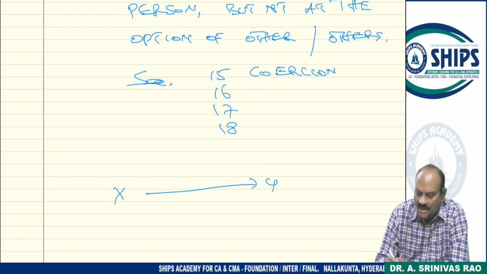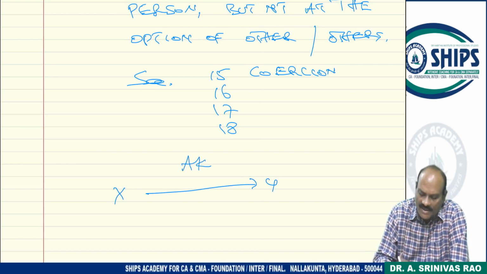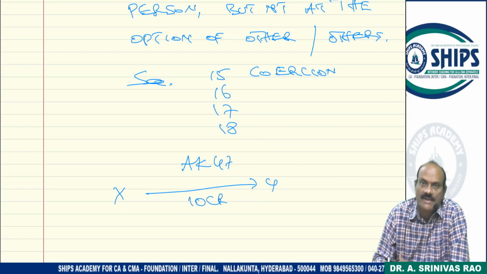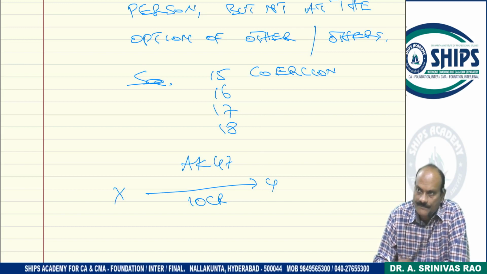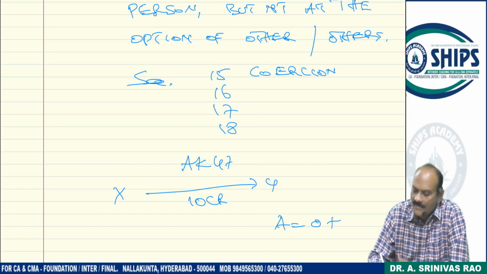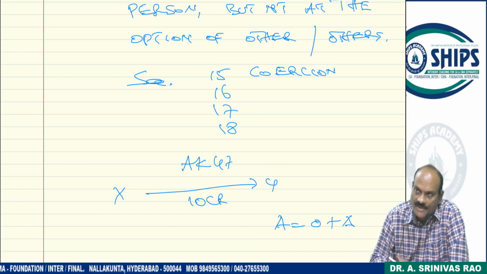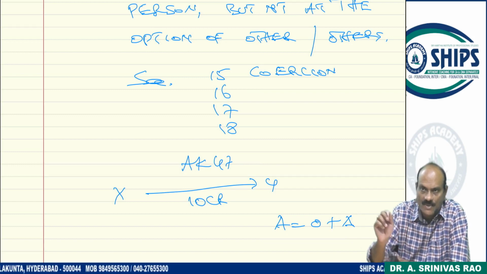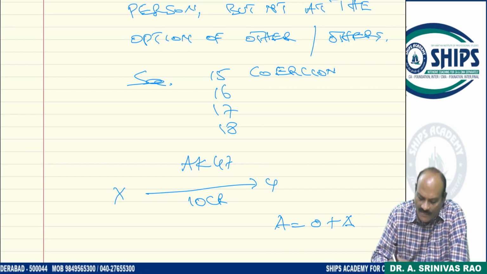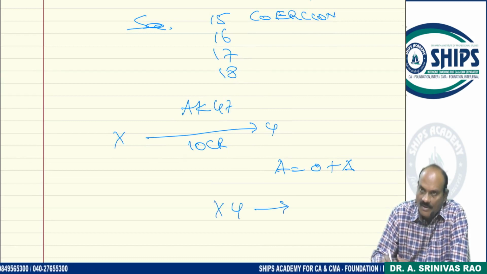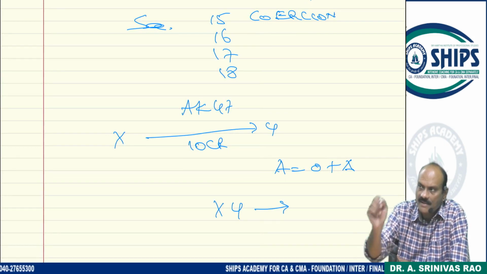X goes to Y's house with an AK-47 gun pointing at him. Give me 10 crores, otherwise I will kill you, man. Offer. Now Y has to decide whether to pay or to die. He paid. Acceptance. What is an agreement? Offer plus acceptance. Offer from X, acceptance from Y. Now tell me guys, this agreement between X and Y is valid or invalid? Right now, immediately, valid or invalid?